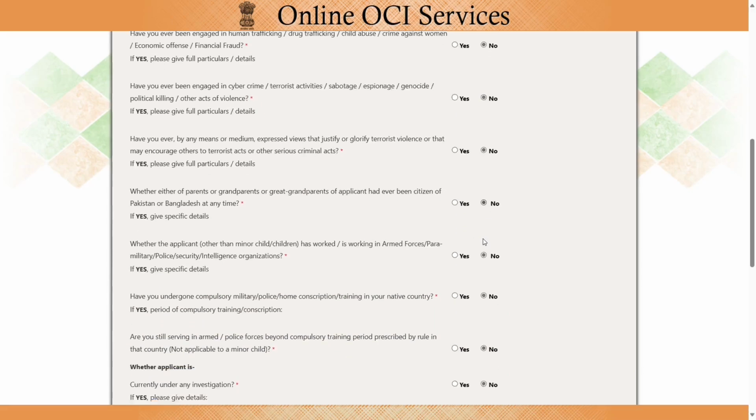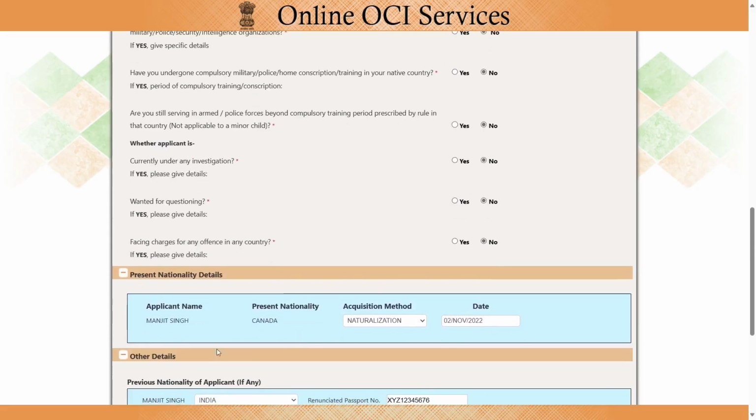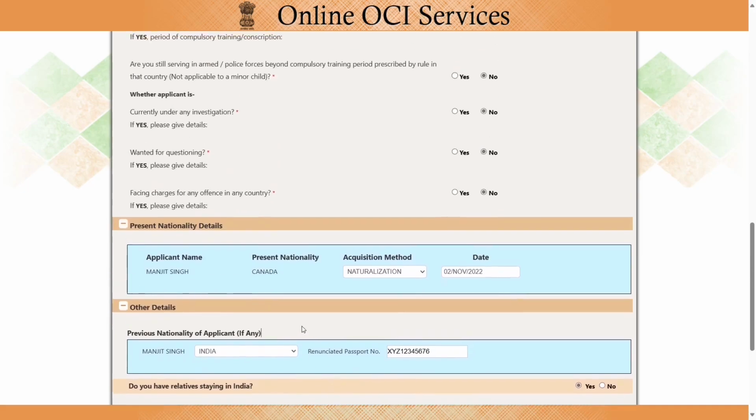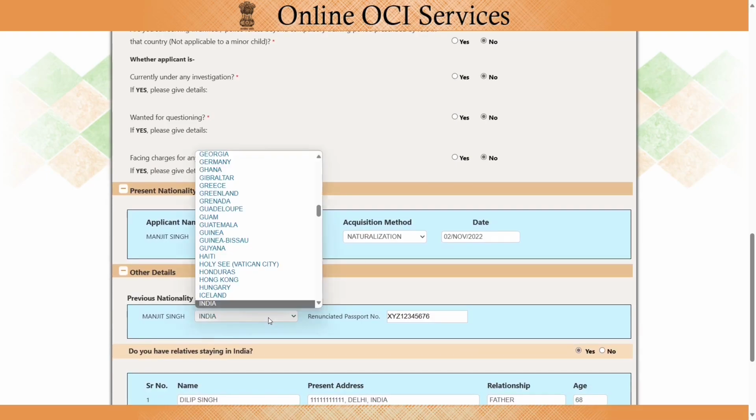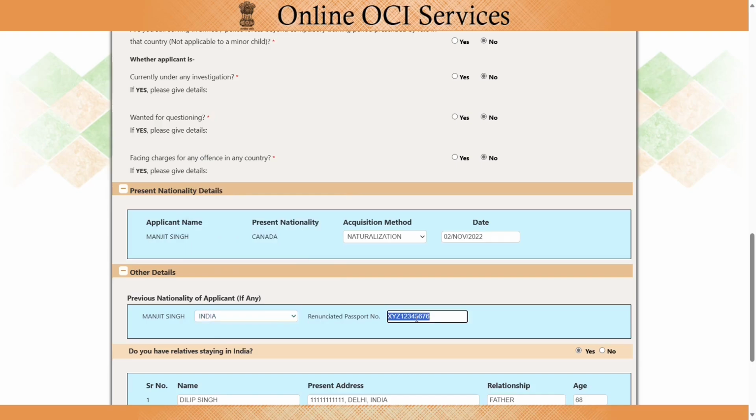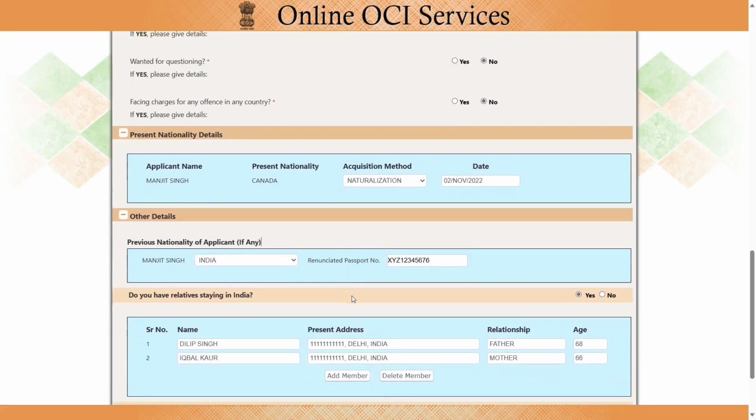Next is present nationality. You need to copy the date and acquisition method from your Citizenship Certificate of Canada and enter them here. If you are in Canada, then the acquisition method will be naturalization, but always double check as per your situation. Then the previous nationality, here the response is India, and then provide passport details of your cancelled Indian passport.